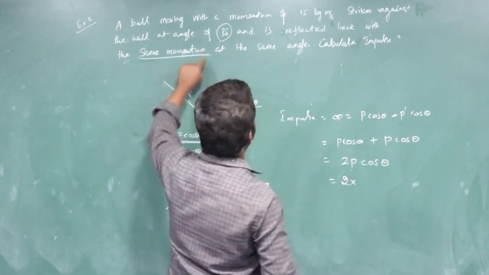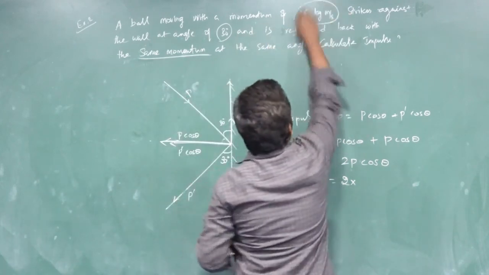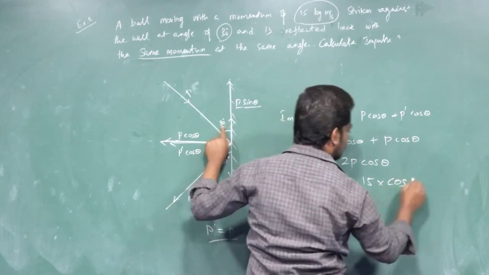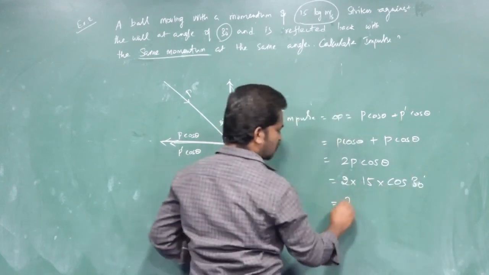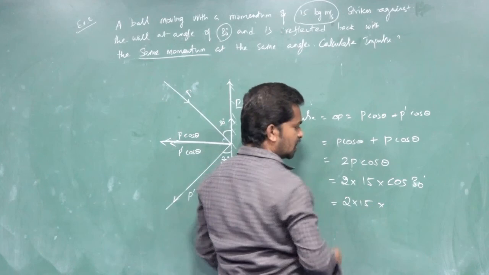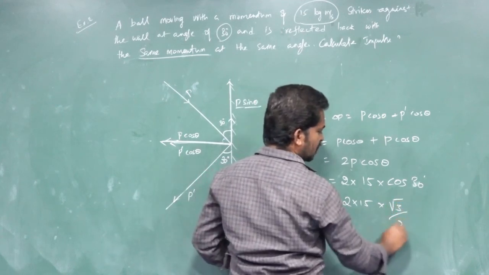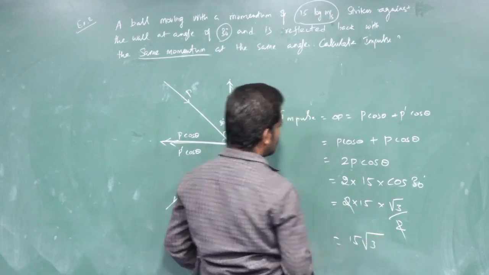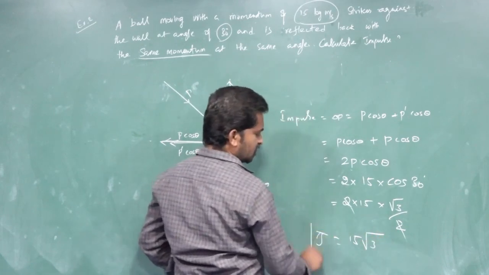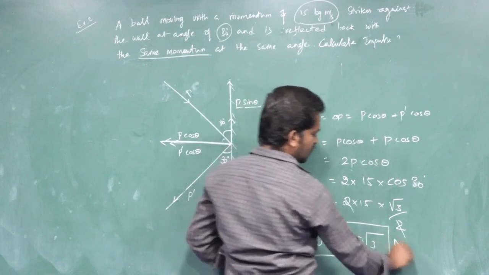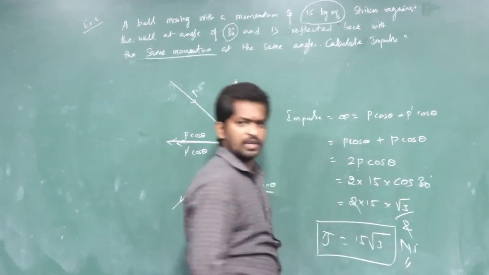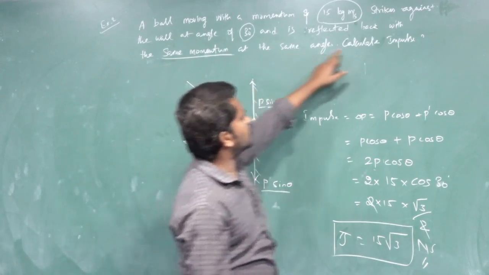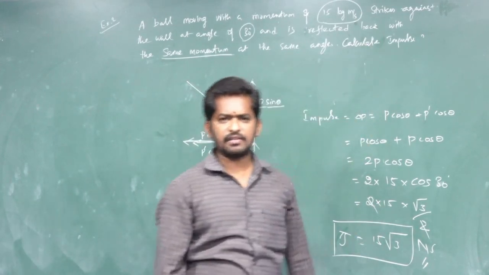What is the momentum value? P is equal to 15 kilogram meter per second. 15 into cos, what is the angle? 30 degree. So it is equal to 2 into 15 into cos 30 degree, which is root 3 divided by 2. The 2 cancels, so the final answer is 15 root 3. So this is the impulse. Impulse is equal to 15 root 3 Newton second. This is the answer of this question.